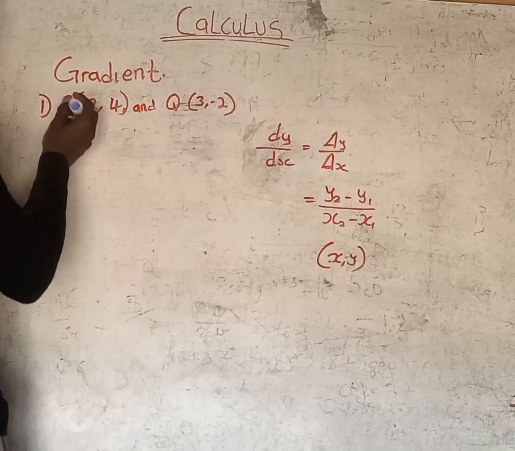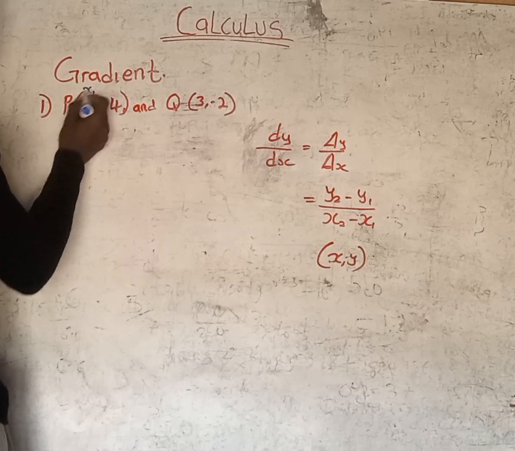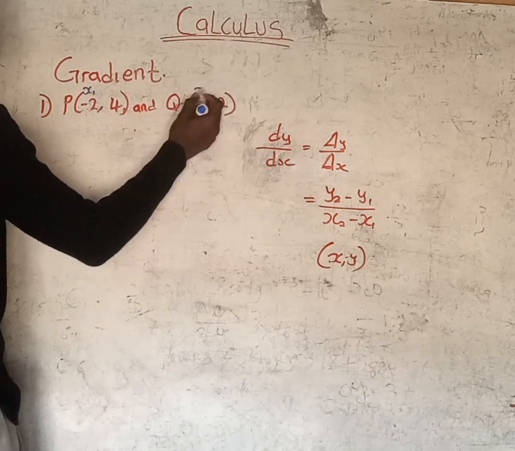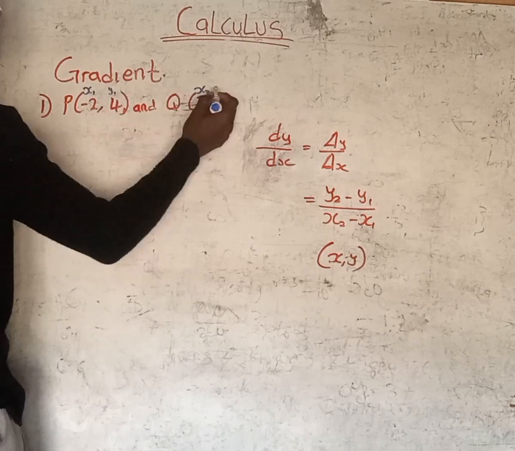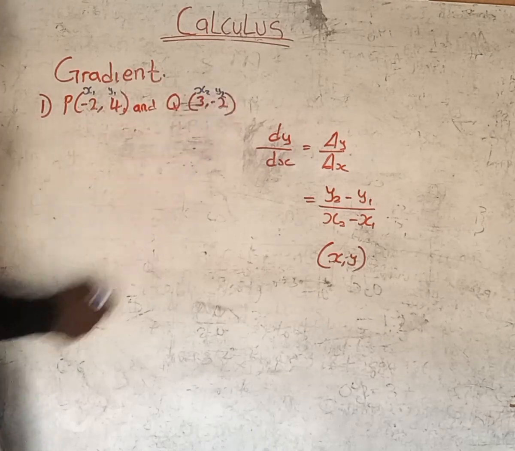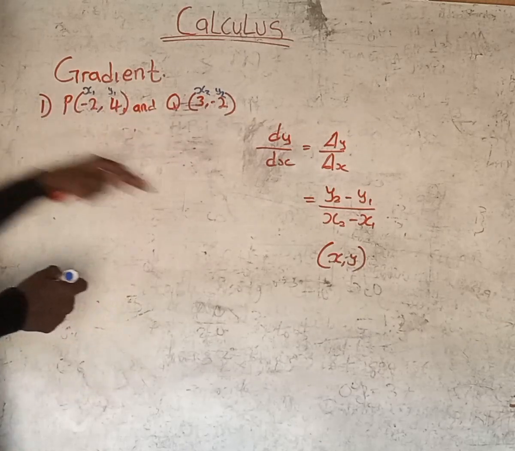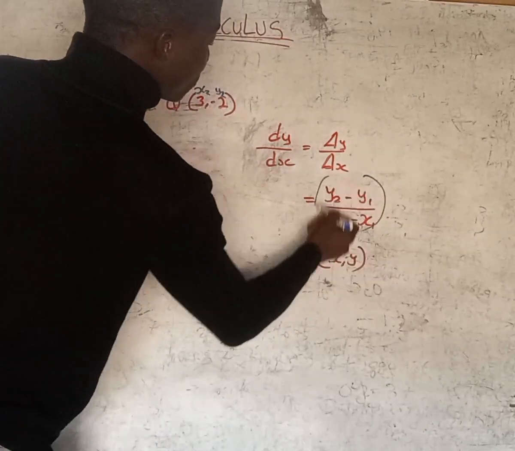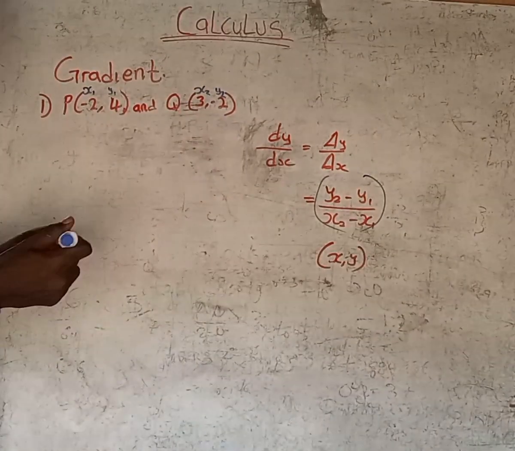So our x1 will be what? This is x1, this one will be x2, and this is y1, and this one will be y2. Now you can easily substitute those values into this equation. When you substitute it into this equation, you are going to get the value of your gradient.